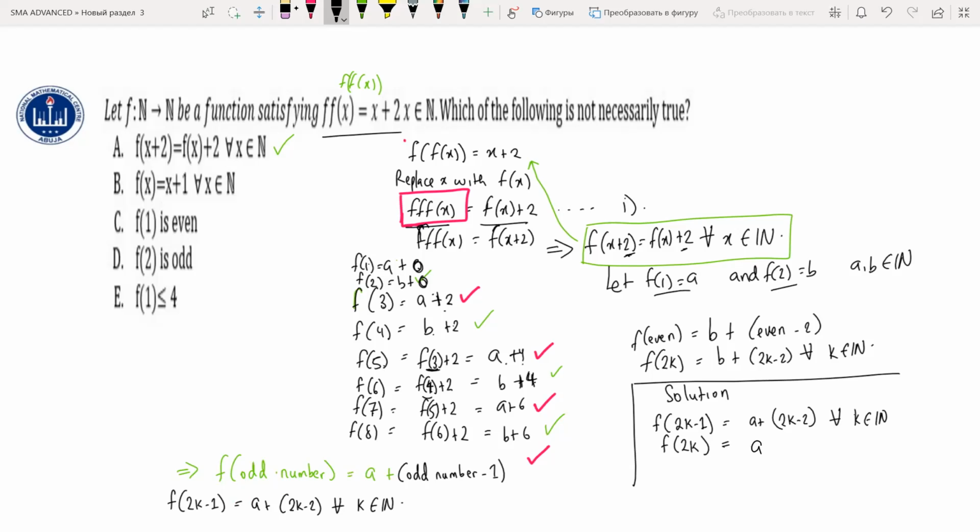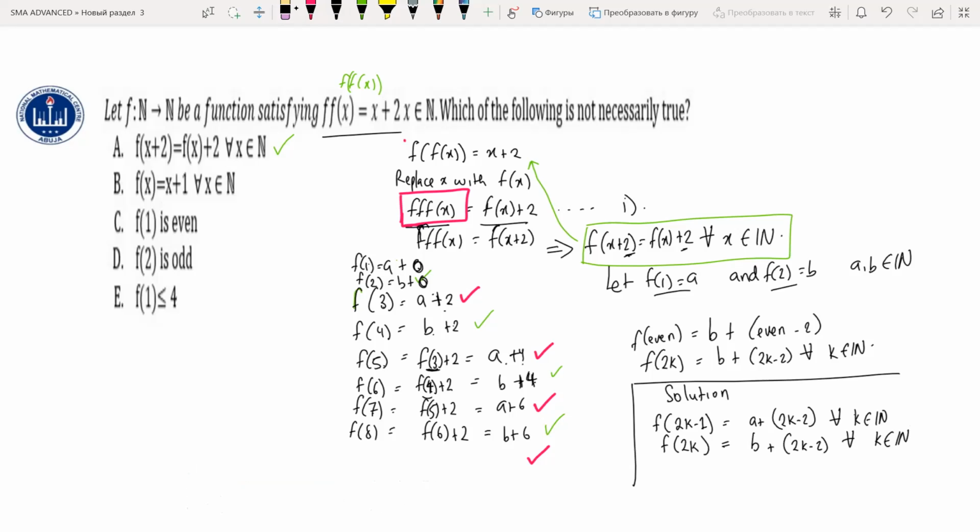So f of 2k is B plus 2k minus 2 for all k member of integers. It's positive integers, natural numbers, they are the same thing. So I can clean out all this. I believe we all understand the idea behind it. Everything can be proven by math induction. It's not so difficult to see that. So I'll clean out all these things now.